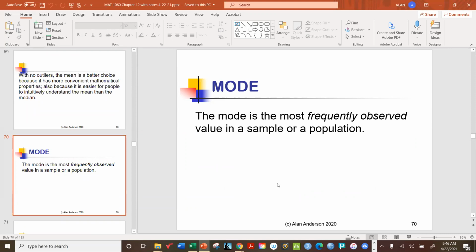Now, the mode is a simple idea. What value pops up the most often in your data? That is what we mean by the mode. So it's like, imagine if I went through the class and I asked everybody what month they were born in. And it turns out that the majority of the class was born in August, then August would be the mode for the class. It's really that simple.